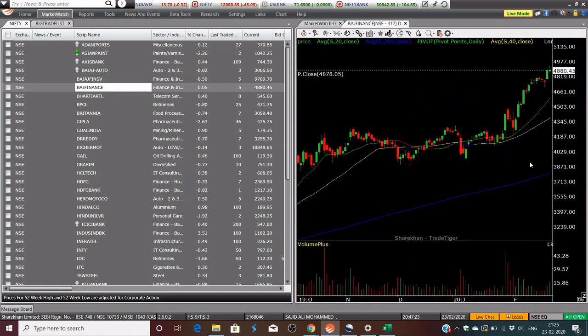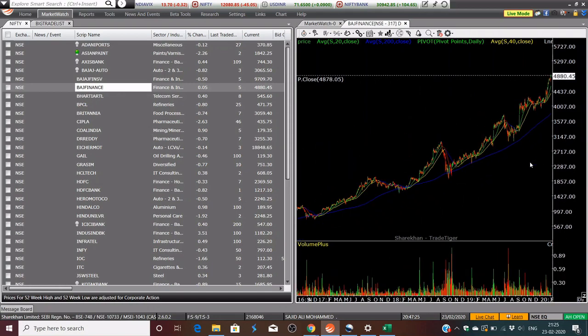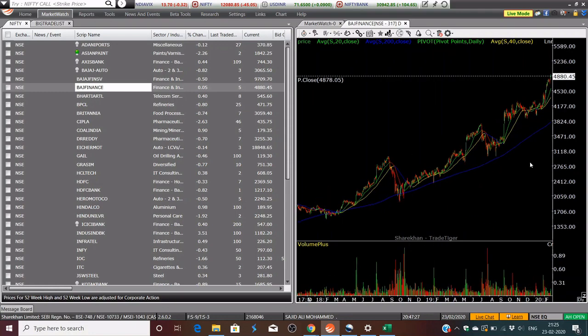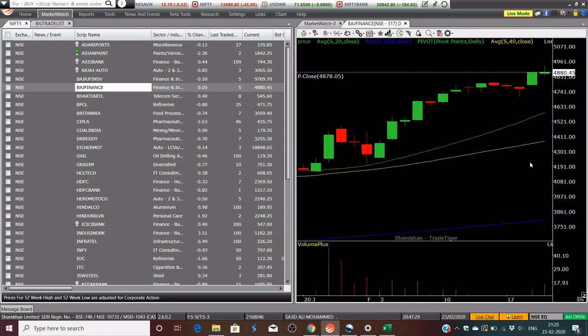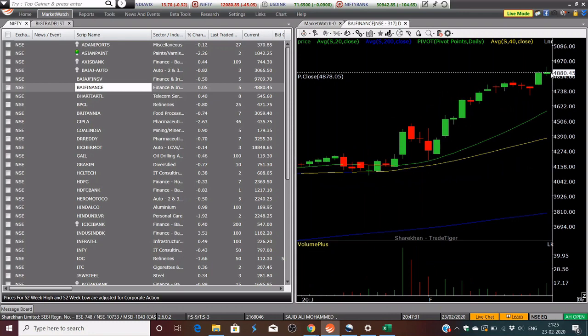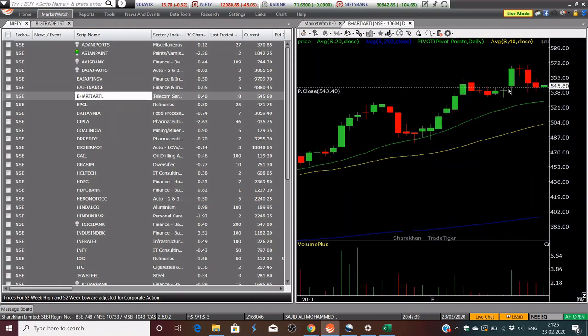Bajaj Finance is going up, very bullish. I don't know what is happening in this, but it's going really nicely up. So you have to wait for this. There's no volume here, so don't think this is a reversal candle. It can go up further. Anyways, I have this in my portfolio.